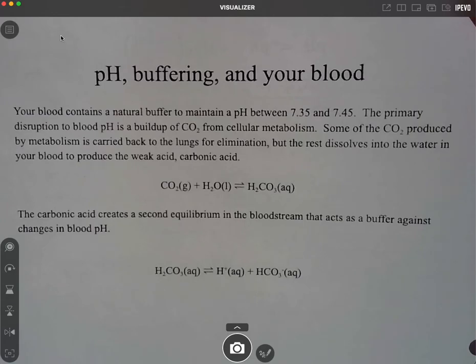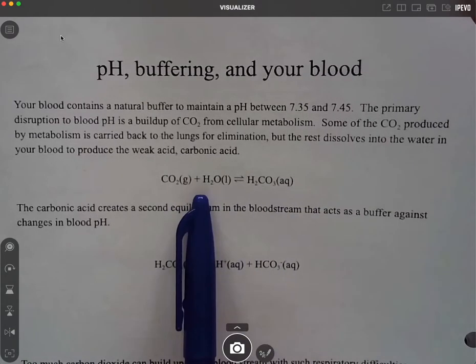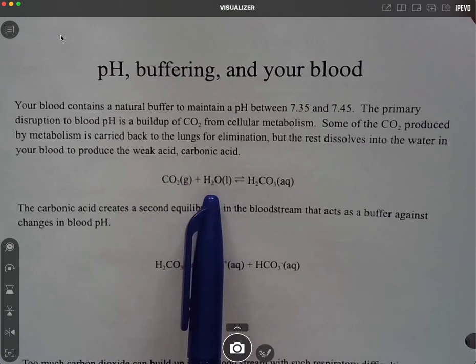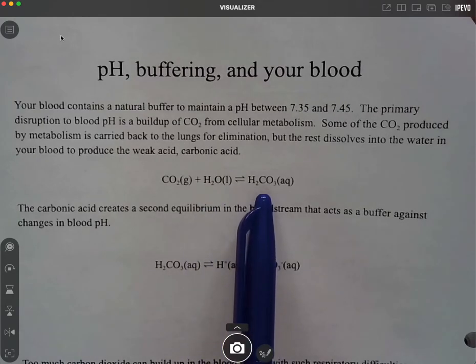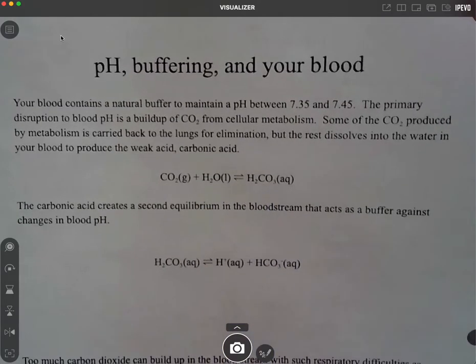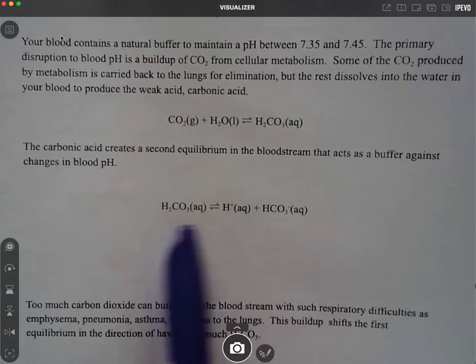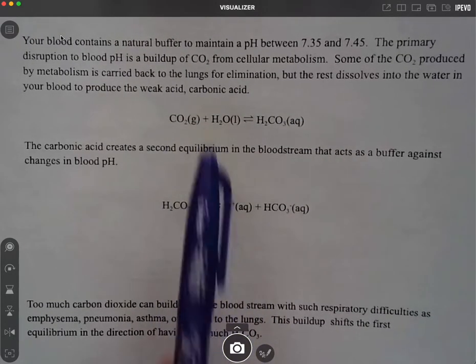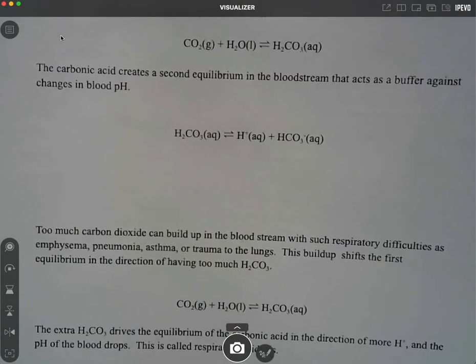The primary disruption to your blood pH is the buildup of carbon dioxide. Some of the CO2 produced by your cells has to be carried back to the lungs for elimination, but the rest of it dissolves in water and it produces this equilibrium. So this is carbon dioxide coming from your cells, reacts with the water in your bloodstream to make this carbonic acid. The carbonic acid, being a weak acid, creates this situation which acts as a buffer against changes in pH. So your blood has these two equilibria going on.